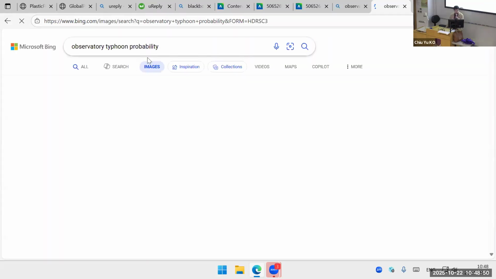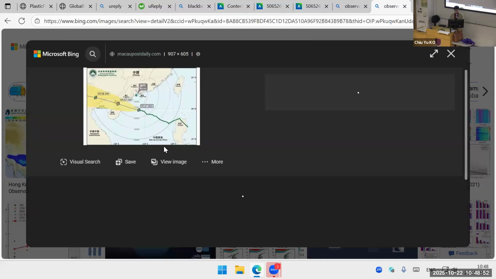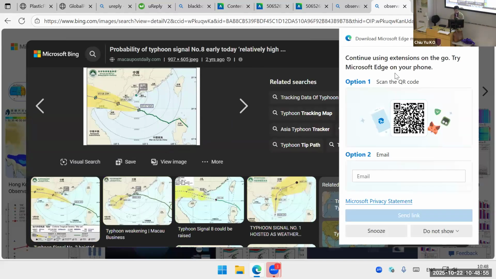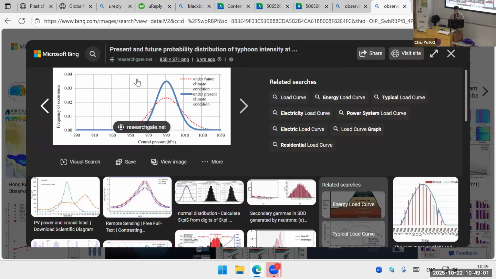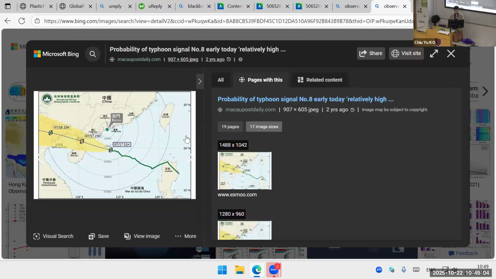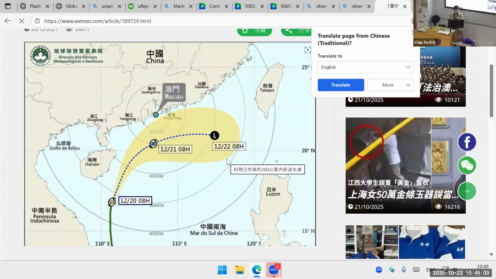So let's see the images. Although this is Macau, I think that's fine. Let me use the Macau one. How can I visit this diagram? Sorry for those who don't read Chinese, but this is a typhoon from, I think, 4 years ago. Then you can see the typhoon is here, and it will pass through here, and then you can see the yellow and the blue.